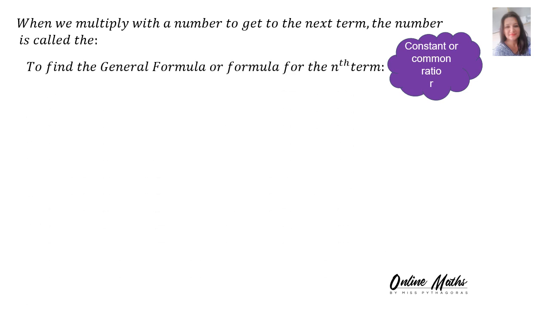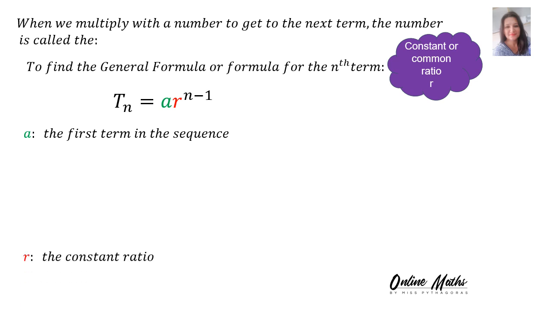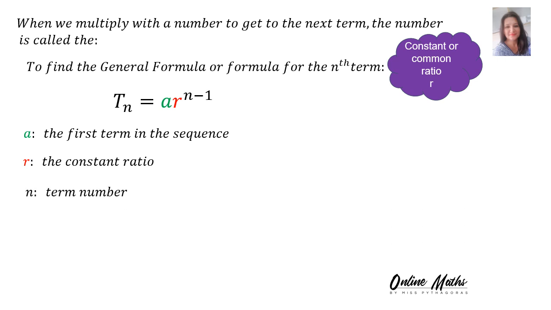To find the general formula for the nth term, there's a formula and it is Tn is equal to A times R to the power n minus 1. Now the variables mean the following. A, the first term in the sequence. R, the constant ratio. N, the term number. And then the formula to work out R, the constant ratio, is term 2 divided by term 1.